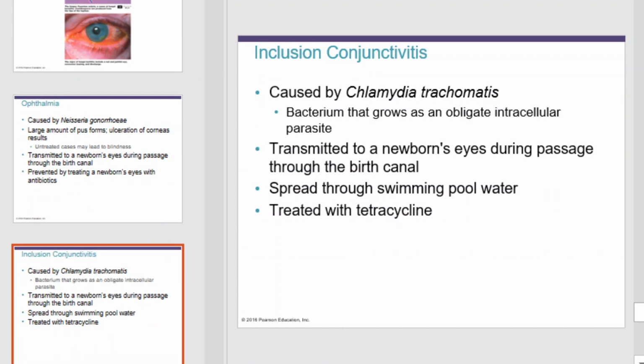Inclusion conjunctivitis is caused by Chlamydia trachomatis. This is a bacterium that grows as an obligate intracellular parasite and it's transmitted to a newborn's eyes during passage through the birth canal. It can also spread through swimming pool water and can be treated with tetracycline.